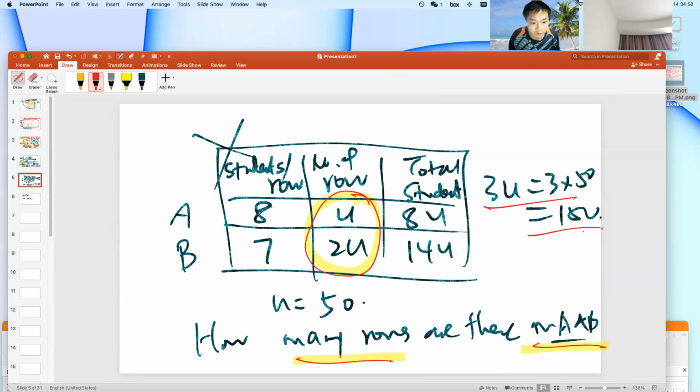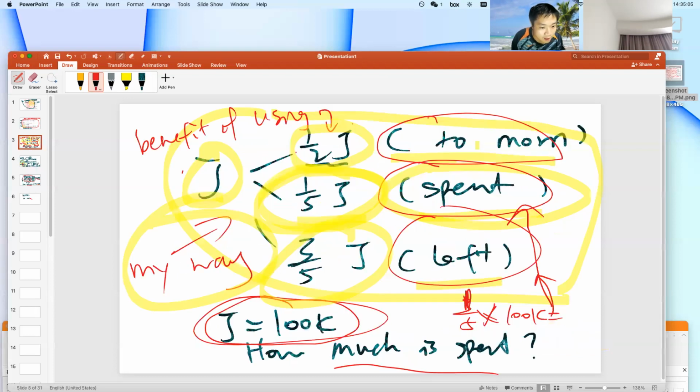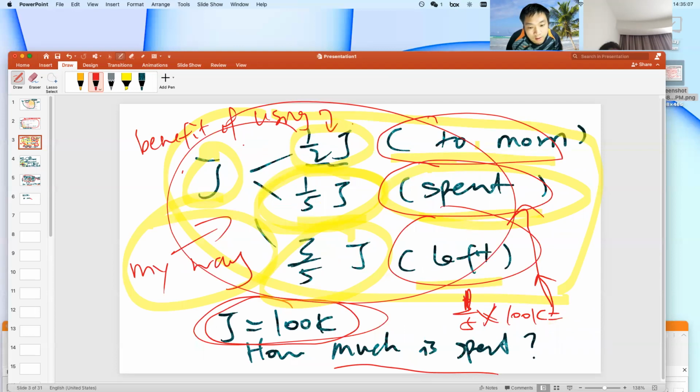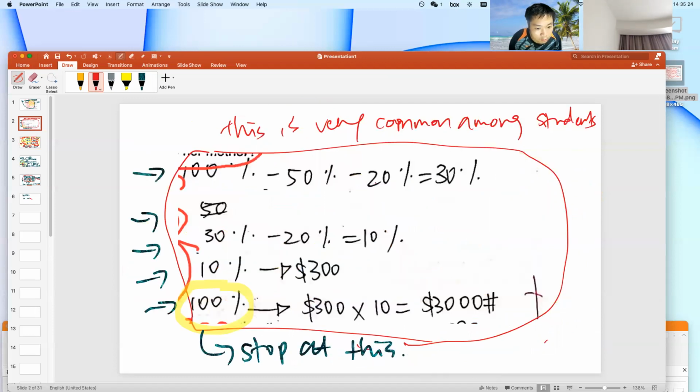You understand the benefit of having this or not? This is called the table, and this is called a branch. I want you to embrace the diagrams. I call these diagrams. With the diagram, you can just look at the diagram and then answer the question.